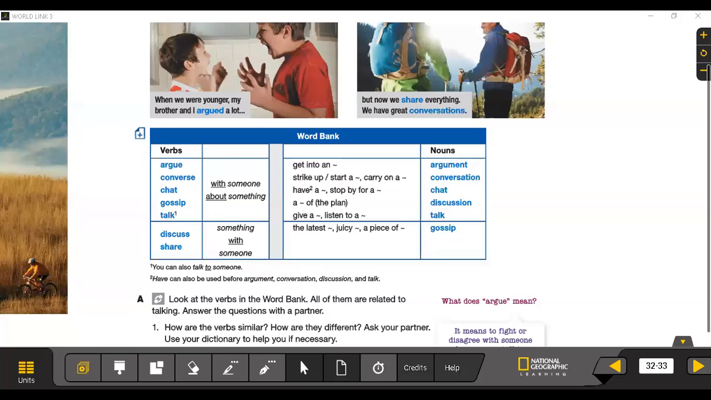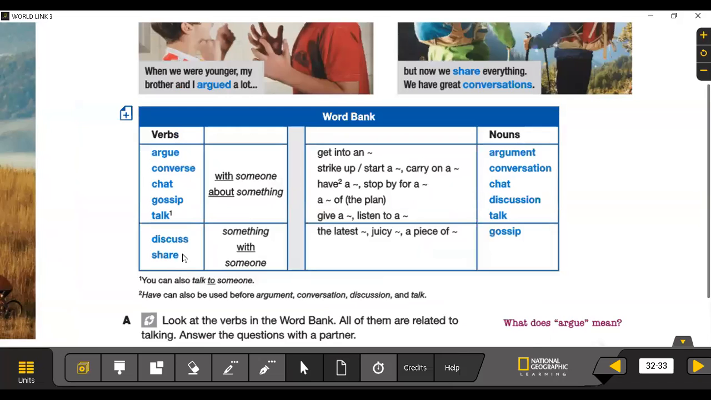You are actually right. So look at this part. Here we have a list of verbs and a list of nouns. Look at the verbs: argue, converse, chat, gossip, talk, discuss, share. With nouns, what is the noun form of argue? Is argument. About this one is conversation, chat, discussion, and talk. Finally, we have the word gossip.